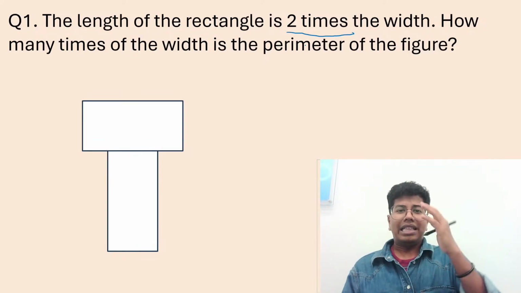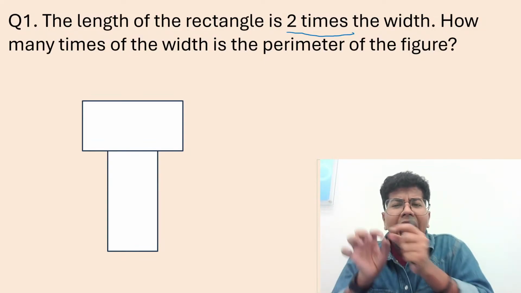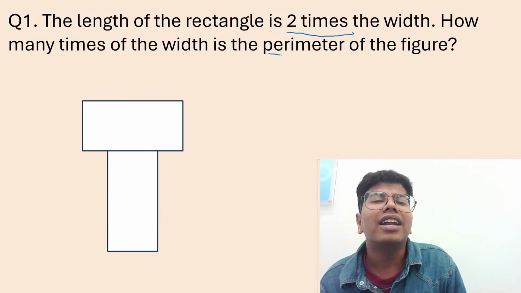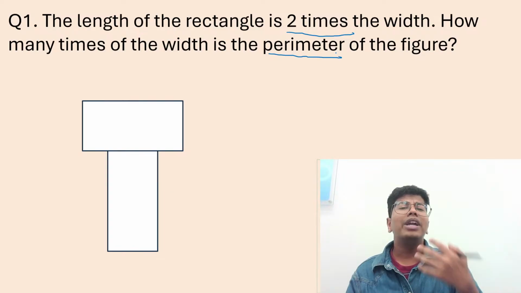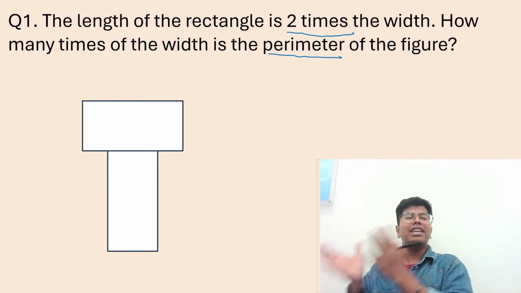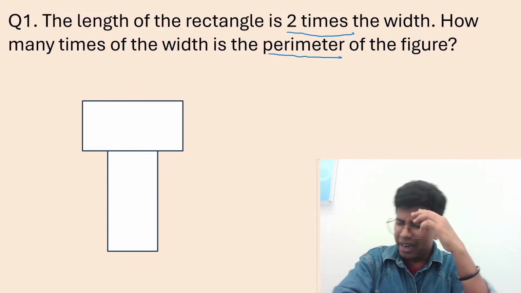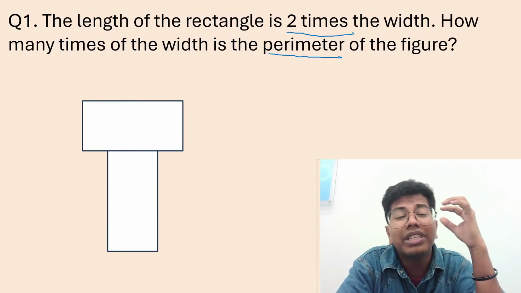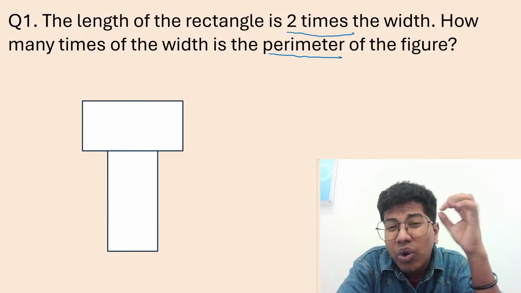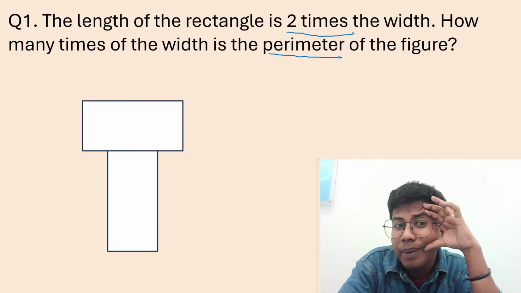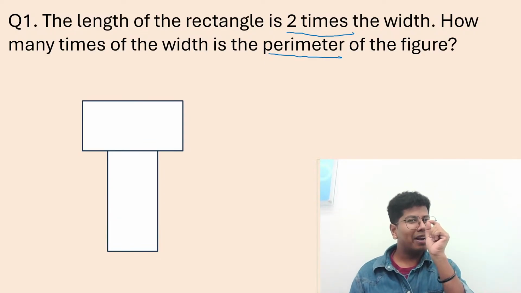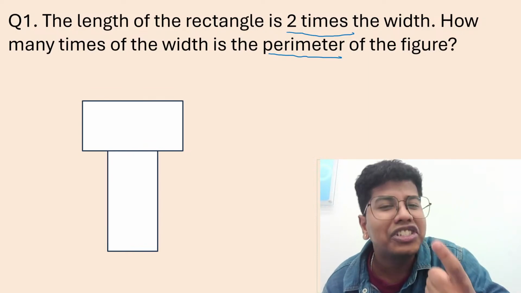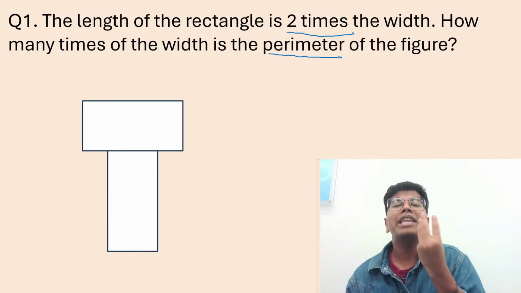The length, the multiple relation is 2 times. How many times of the width is the perimeter of the figure? So here I want to calculate the perimeter of the figure, then compare it with the width. But the problem is there are no values given in this question. There's not a single value that is given. But there is a multiple relationship given. So let's see how we can use the multiple relationship to find out the perimeter of the figure.